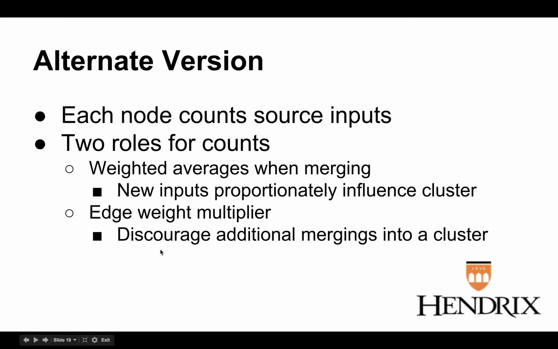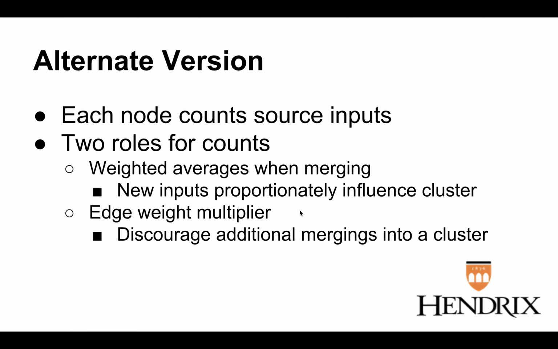First of all, it enables us to do weighted averages when merging. So if you've got a node that has a lot of inputs feeding in as a source, what you want to do is, when you compute the average, allow that node to be dominant in the average. The new input coming in can move it a little bit, but you don't want it moving it halfway, you know. Then we also wound up using it as an edge weight multiplier.